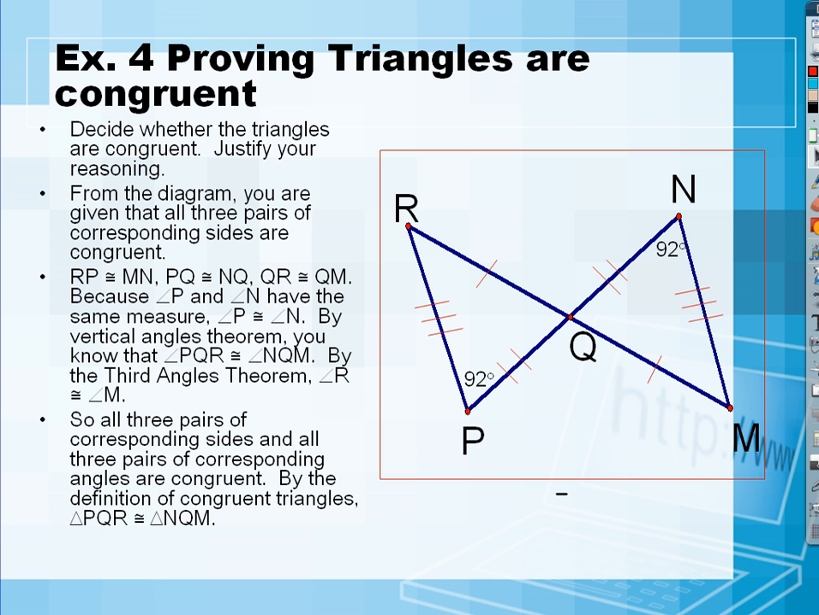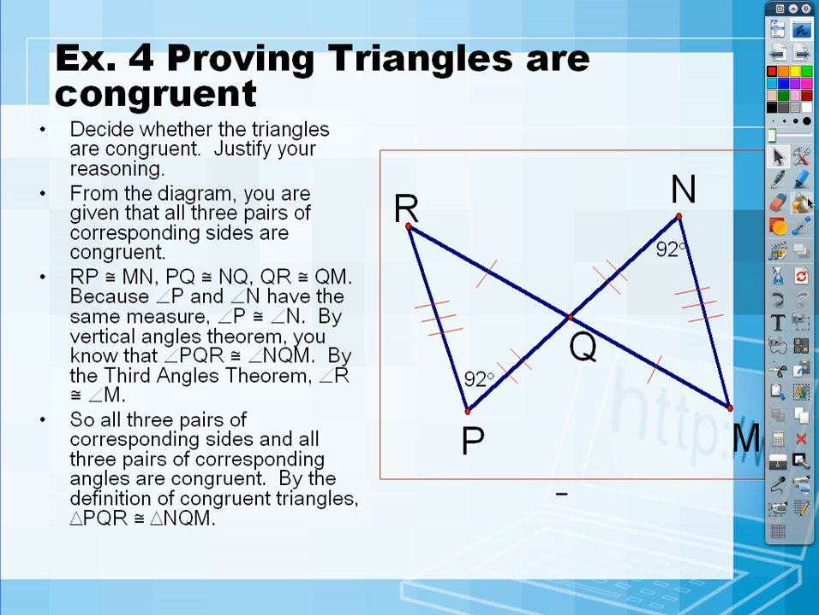Now look what we're given here. We're given that side RQ is congruent to side MQ, right? Those two sides are congruent, those two sides are congruent, and those two sides are congruent. So we've got all three pairs of corresponding sides congruent. That's good. Now, if we could just show that all three pairs of corresponding angles were congruent, then by the definition of congruence, if all the corresponding parts of those two triangles are congruent, they're congruent. That's what congruence means, right?